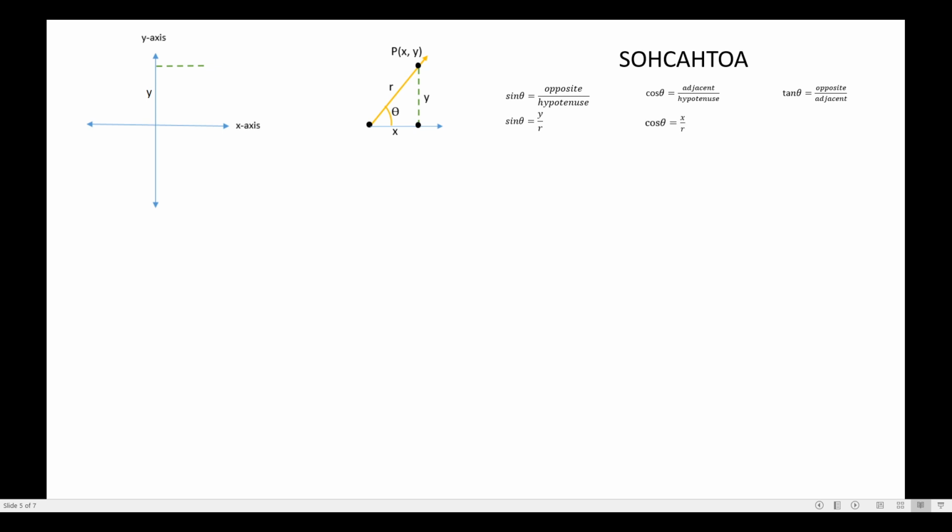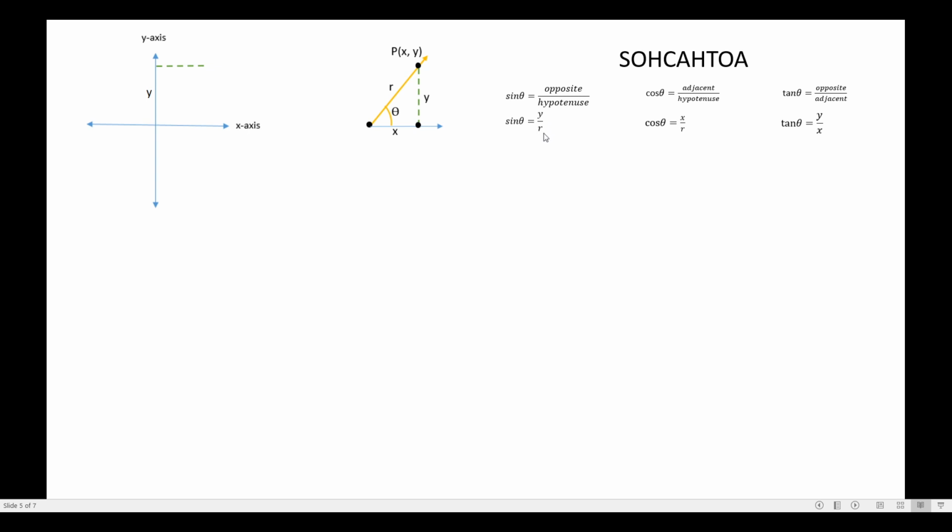Now cosine is x over r. Notice that this is theta, and so the adjacent side is x, and r is our hypotenuse also. Then the tangent is equal to y over x because again, we have this opposite side y all over x, which is our adjacent side. So basically, if we are dealing with a unit circle, all you have to do is substitute 1 for the radius, or r.